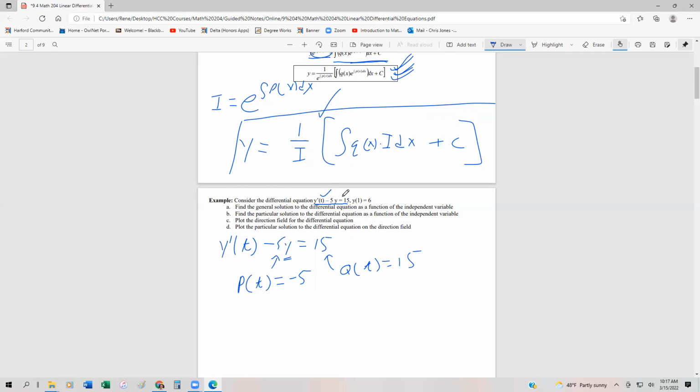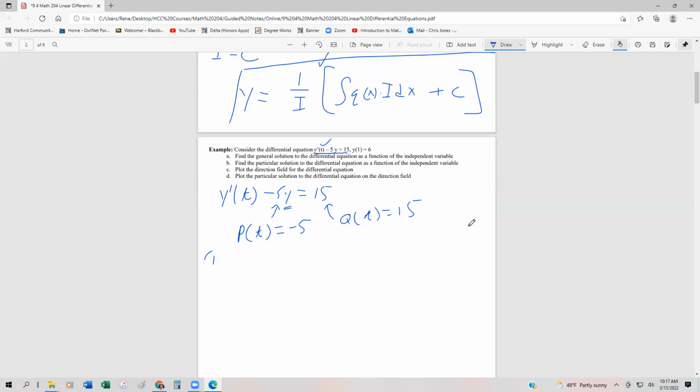When we start to solve these, the first thing we're going to do is find the integrating factor. So first step, we're going to find I, which is going to be e to the integral of p of t dt in this case, which is going to be e to the integral of -5 dt, which is going to be e to the minus 5t.